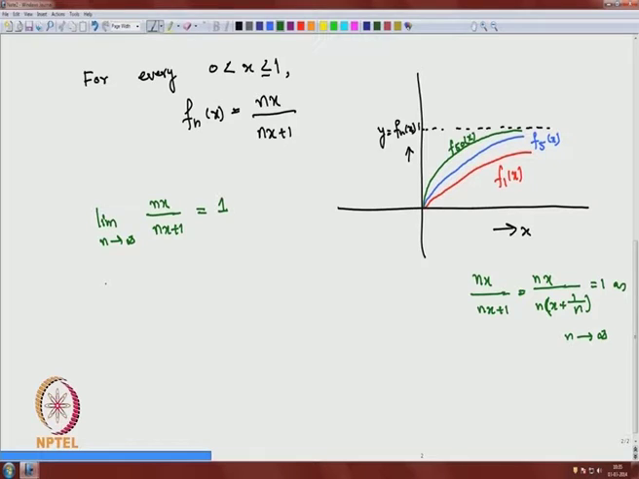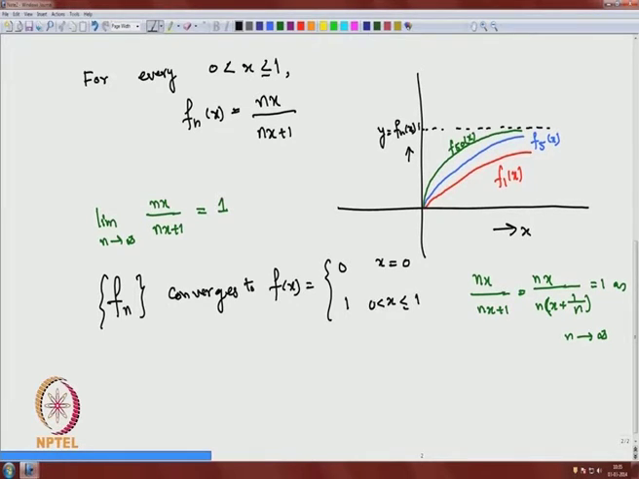So, in short, this sequence of functions f_n converges to a function f(x) which is 0 when x is equal to 0 and which is 1 when x is strictly greater than 0 and less than or equal to 1. So, this sequence of functions in the example converges pointwise to a function f(x), and if you look at the limit function, it is a discontinuous function.